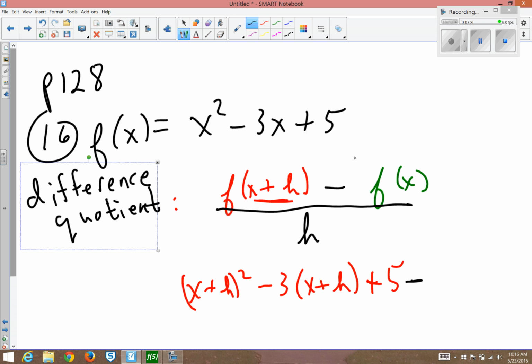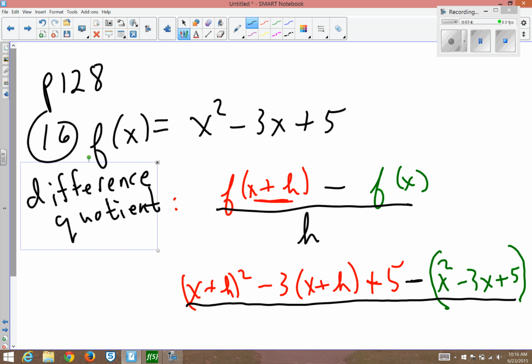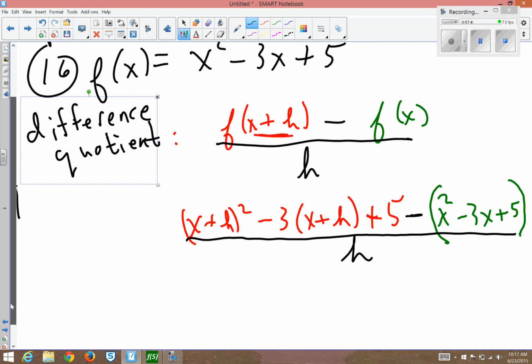After this minus, there's this green f of x. That just means what's given. f of x is what is given. x squared minus 3x plus 5. But it's minus all of this green. Parentheses required. And we just simplify this, and we'll be done with this exercise.